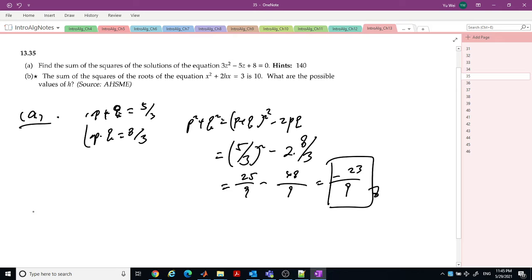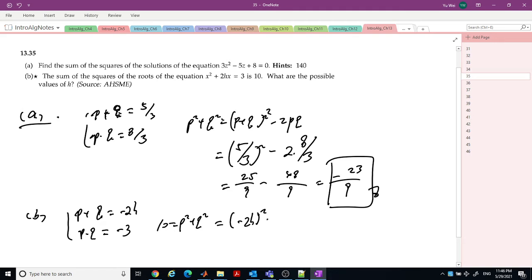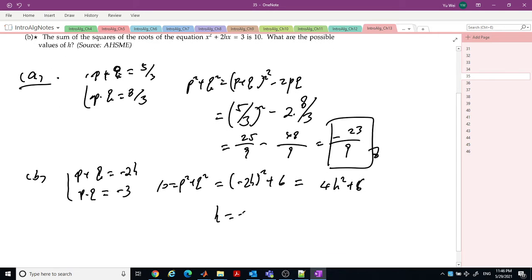Okay, so for the b, let's calculate: p plus q is 2h, and p times q is negative 3. So p squared plus q squared equals 10, which is equal to 2h squared minus 2 times this, plus 6, so equal to 4h squared plus 6. Right, so solving the equation, you can see h equals plus minus 1.